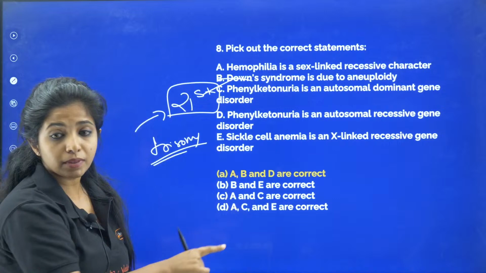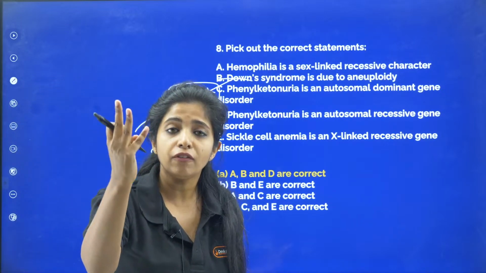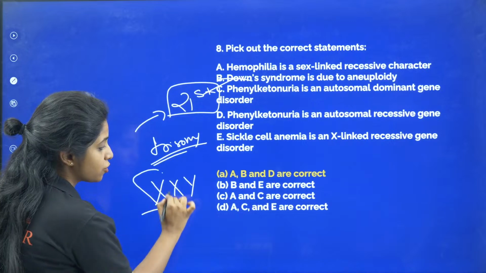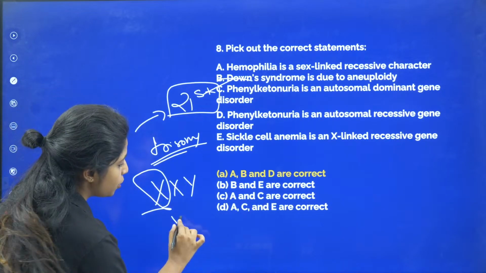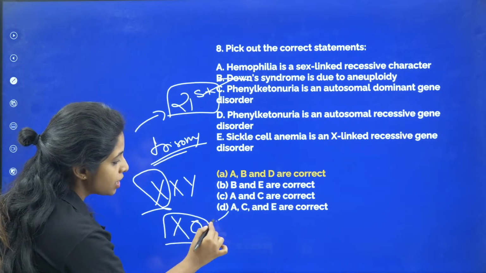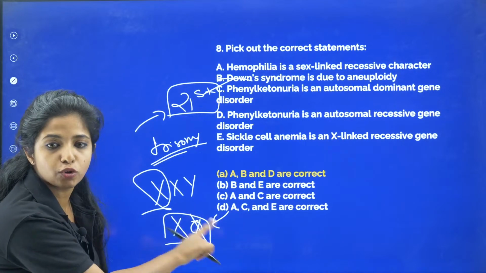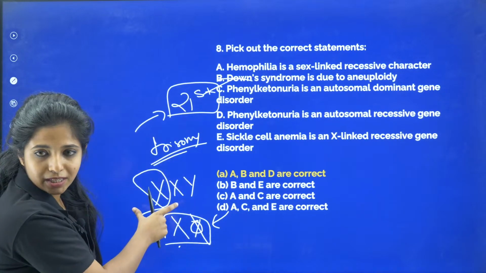Okay, apart from this, what are the aneuploidy conditions? Klinefelter syndrome and Turner syndrome. In the case of Klinefelter syndrome, you have XXY, one extra X chromosome is there. In the case of Turner syndrome, you have the XO condition. That means initially it should have been a female, but you do not have any other chromosome up here, so it will be XO condition. This is Turner syndrome, this is Klinefelter syndrome.